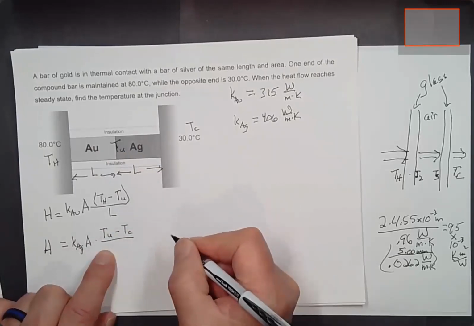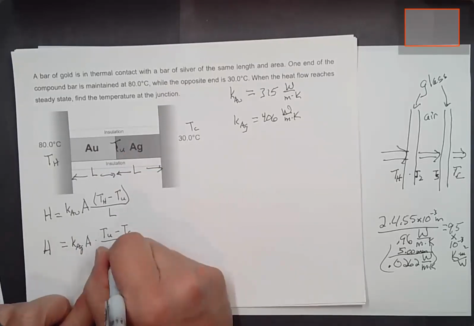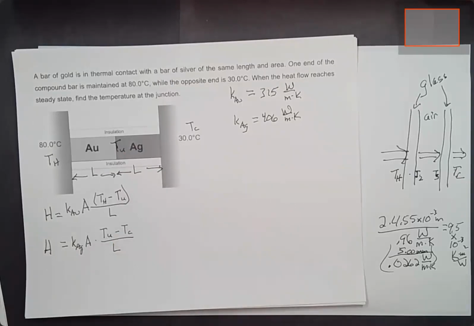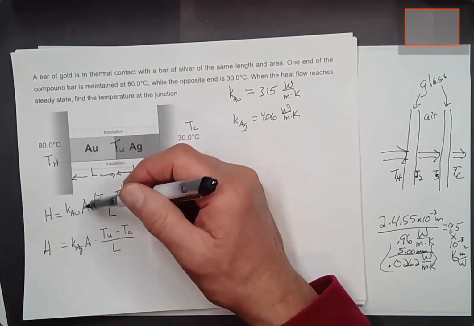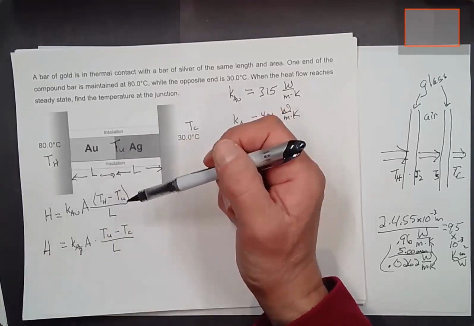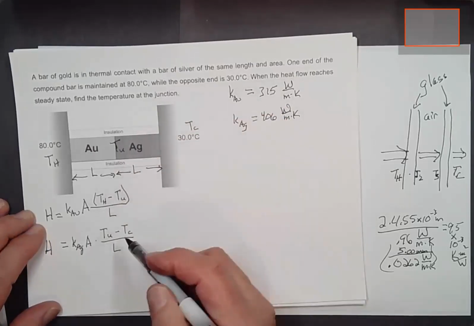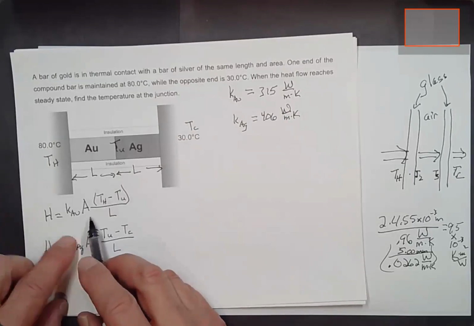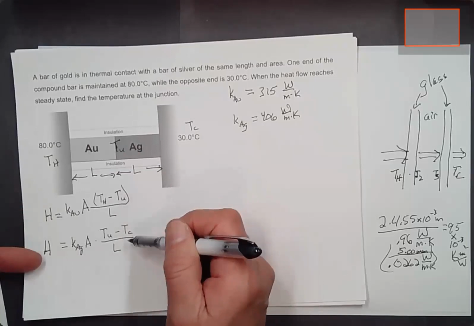over L again. Now, how can I solve for that? Well, in this case, I don't know TU, and I don't know A, and I don't know L, and I don't know H. So none of those things I can figure out. So let's get rid of them. Let's divide the top equation by the bottom one.